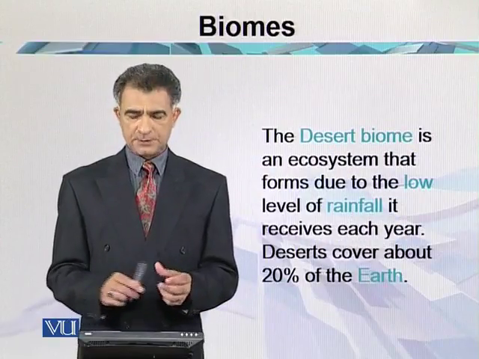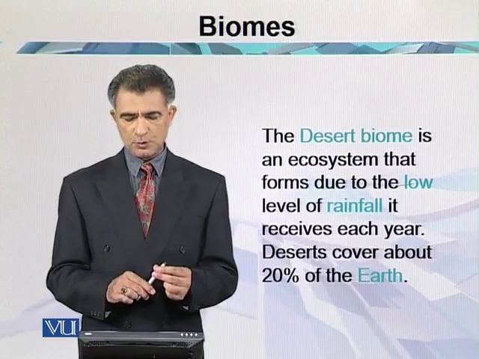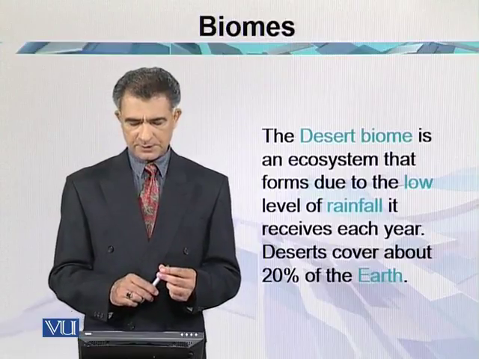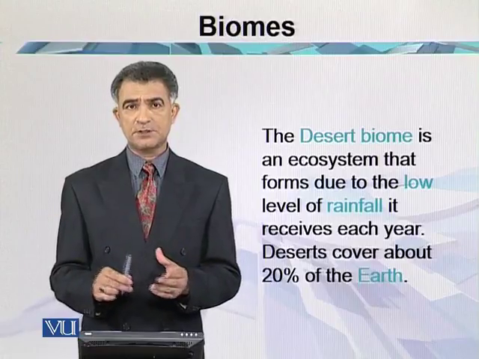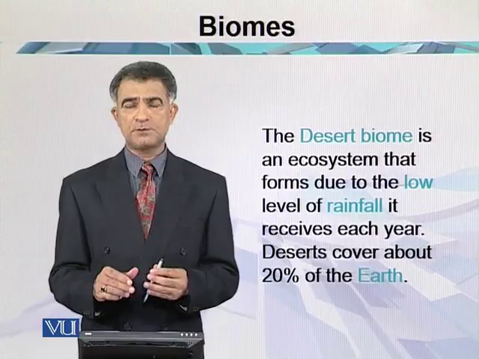Next is the desert biome, which is an ecosystem that forms due to the low level of rainfall it receives every year. Deserts cover only about 20% of the total surface of the earth. So it has a semi-arid or arid type of climate.